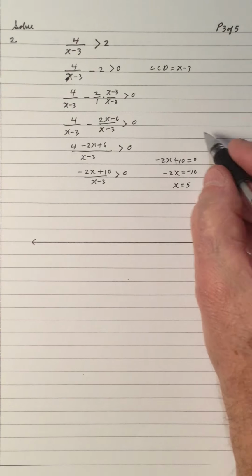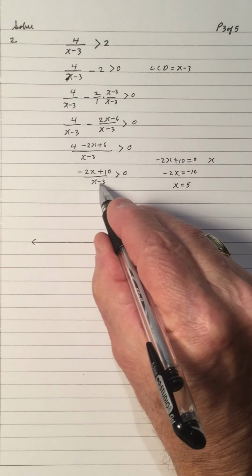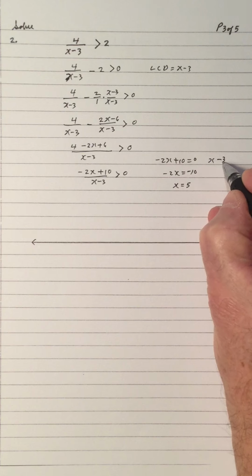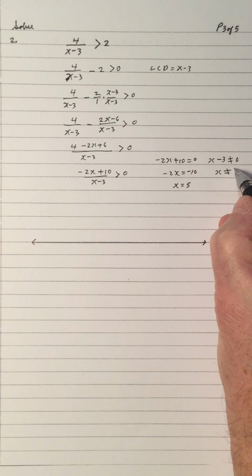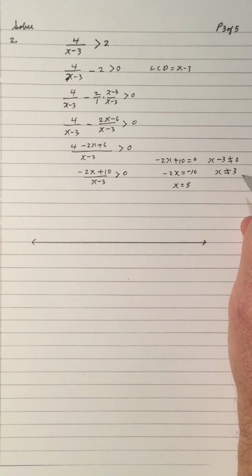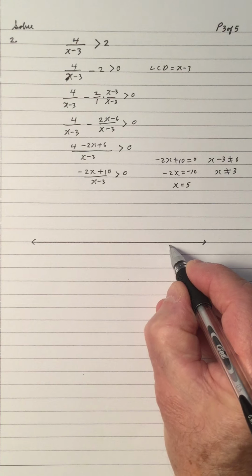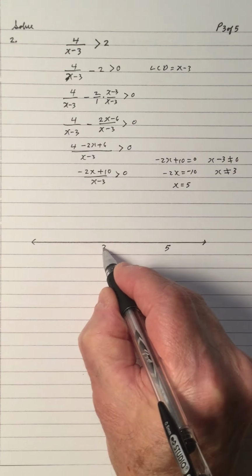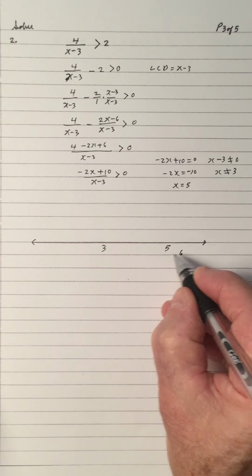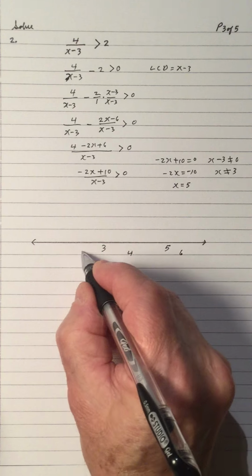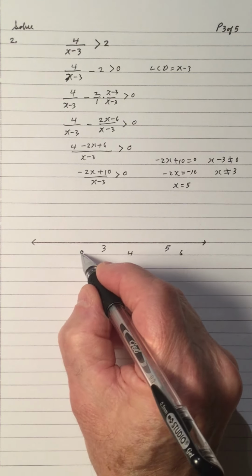But we also have to be careful of x minus 3. X minus 3 cannot equal 0. So that means x cannot equal 3. So we cannot have 5, or we cannot have 3. So let's check some numbers. Let's try a 6, let's try a 4, and we'll try a 1. So try a 0. I'll put down 0 instead of 1.